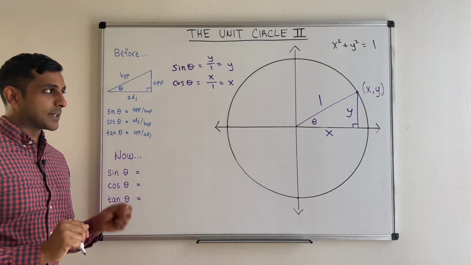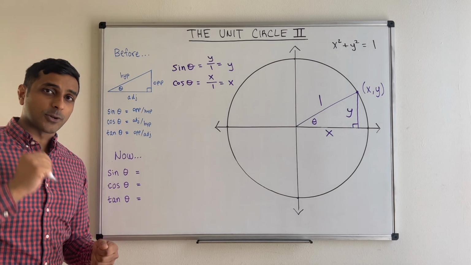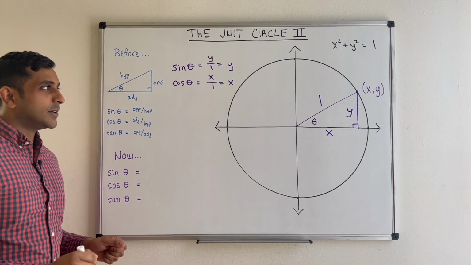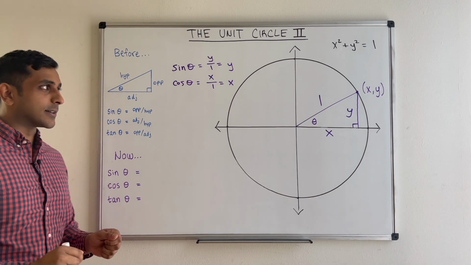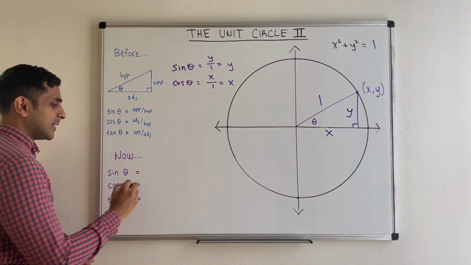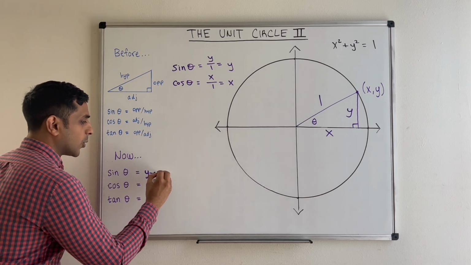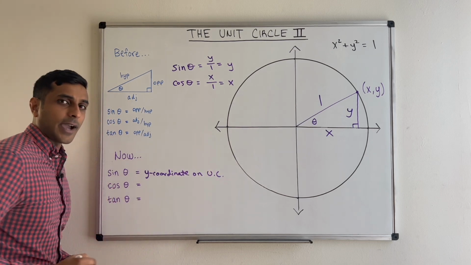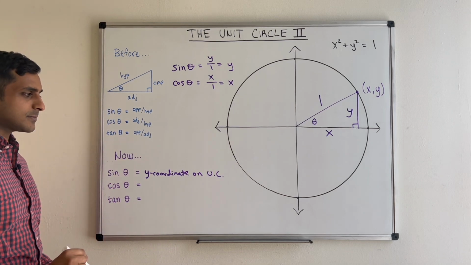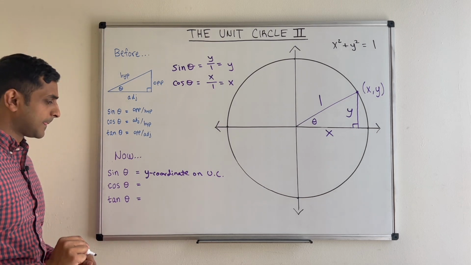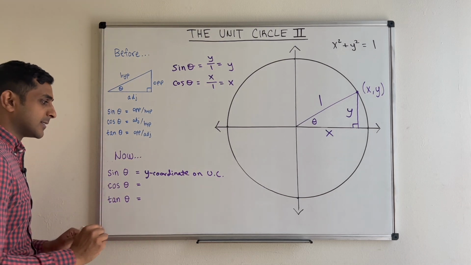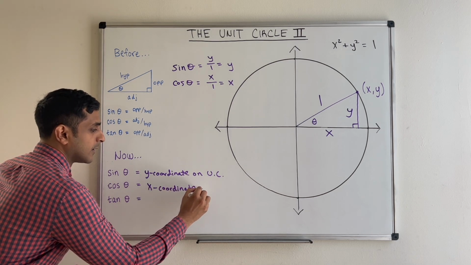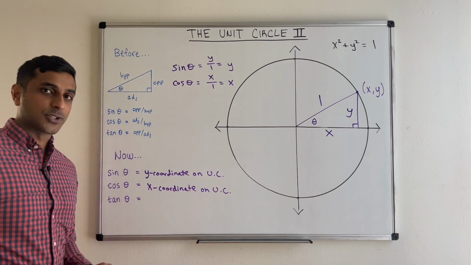And that's interesting because this gives us a new way of thinking about sine and cosine that has nothing to do with right triangles. For any acute angle theta, we could think of sine of theta as the y-coordinate on the unit circle after rotating theta. Nothing to do with right triangles. And we could think of cosine of theta as the x-coordinate on the unit circle after rotating theta.